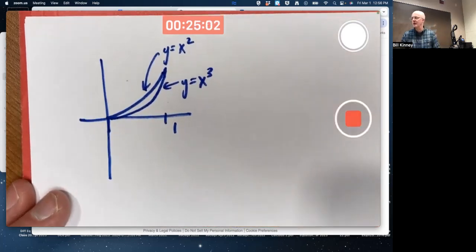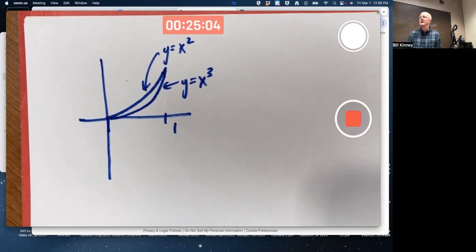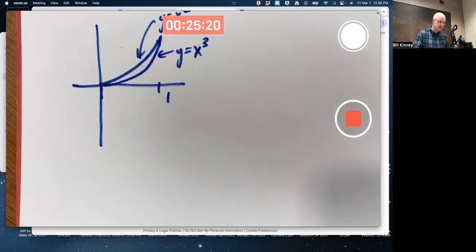When x is between 0 and 1, I hope you know, if you take a number between 0 and 1 and cube it, you get actually a smaller number than if you square it. For example, 0.9 cubed is 0.729, but 0.9 squared is bigger, 0.81. So x squared is actually above x cubed on this interval.